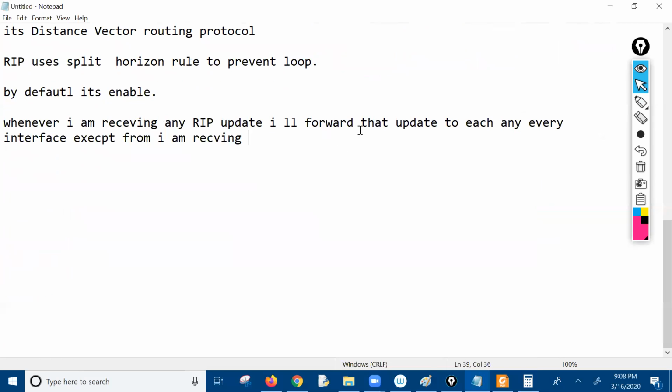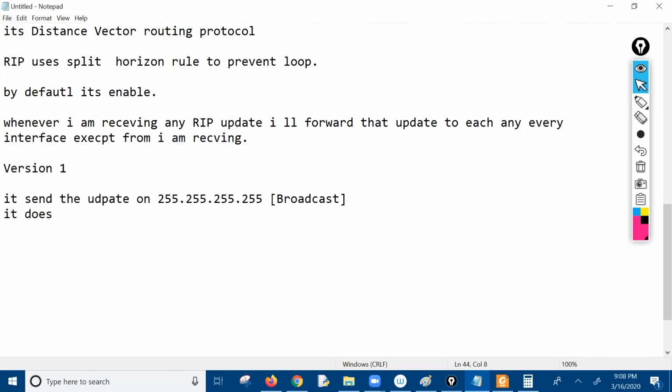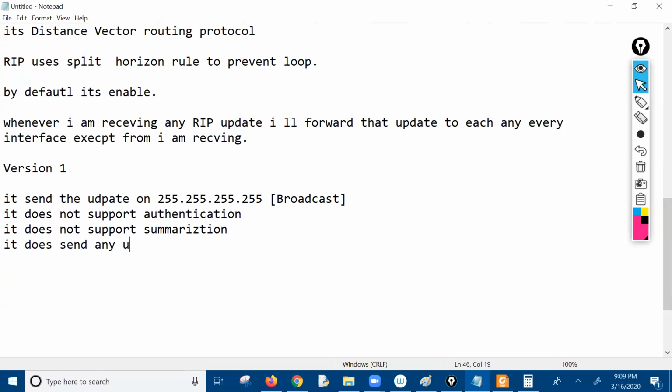Next thing, so far so good, and one more thing is there. Let me write down the difference in version 1. Version 1 sends the update on a broadcast address. It does not support authentication, I'll let you know the meaning of each and everything, don't worry. It does not support summarization. It does not send any subnet mask information in the update packet.